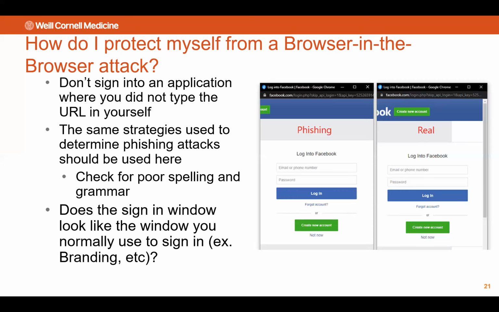So check for poor spelling and grammar in these consent application screens. Also, as mentioned in the slide earlier, look at the sign-in window and see if it looks like the window you normally use to sign in. Does it have the same branding? Is everything spelled correctly? Do you see the same formatting of the screen? There's hardly any difference between the two screens on the right. So this shows how sophisticated these attacks are getting. The real and phishing are almost indistinguishable. The real one just has a little bit of a difference in the banners and also the ability to scroll down, while the phishing one does not.